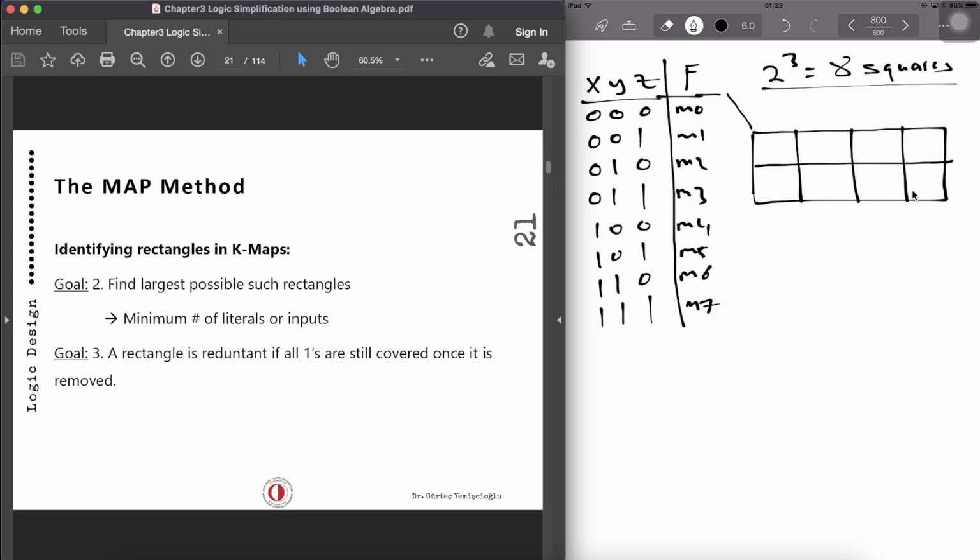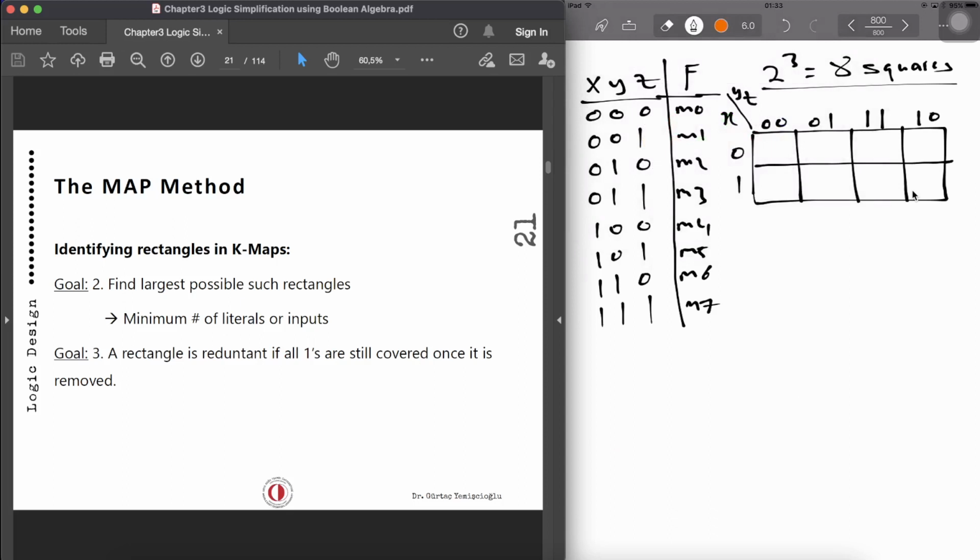So I write x on one side, 0 and 1, and I write y and z on the other one. Okay, so where y and z is 0, 0, 0, 1. Now the tricky point over here is that the next one is not going to be 1, 0. It is going to be 1, 1, and then 1, 0. This is another property of K-map. Why are we doing that? We want to do that because we are using a gray code over here.